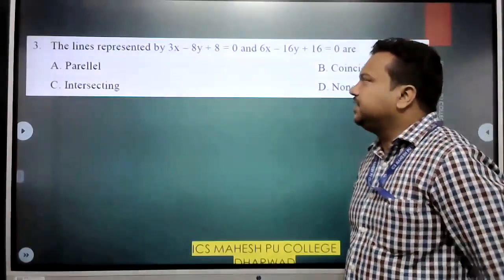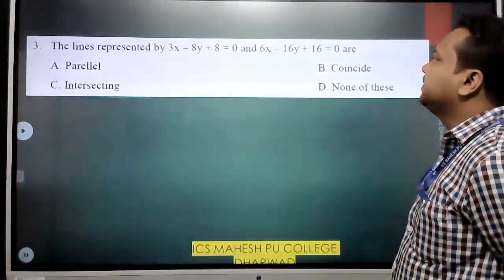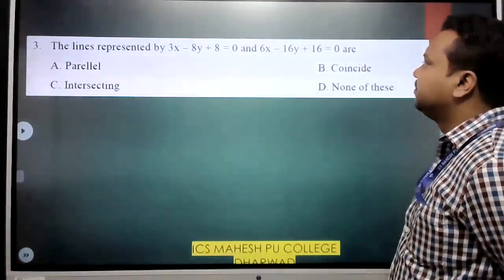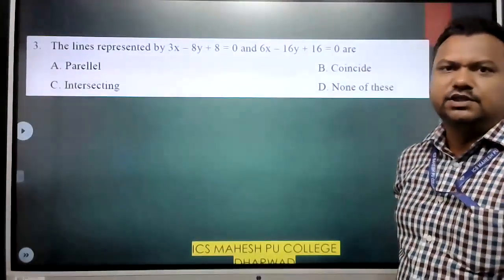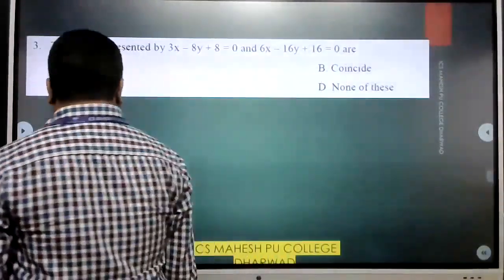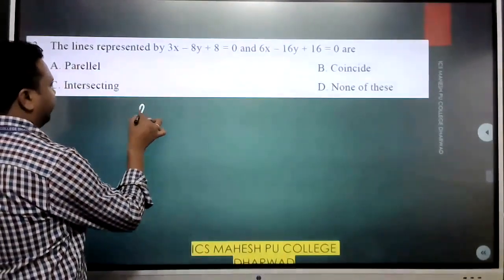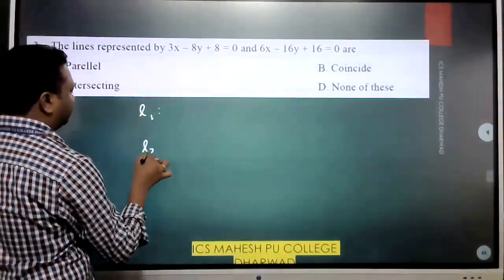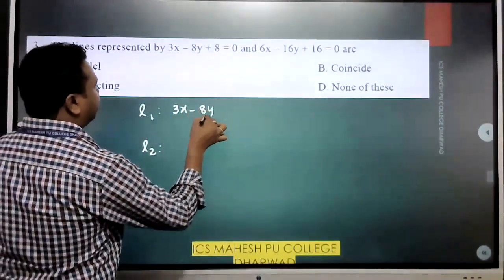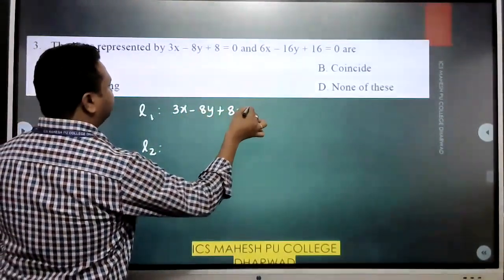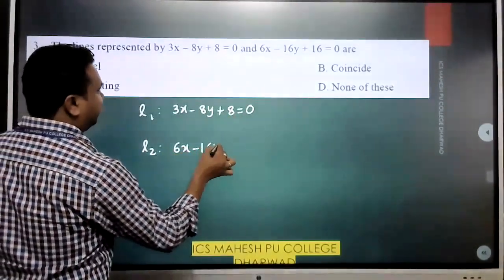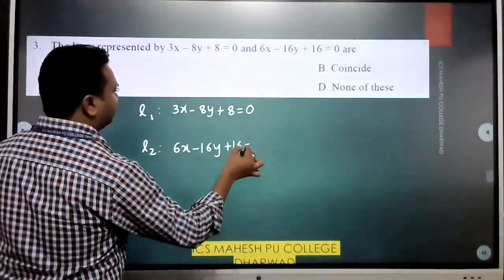The lines represented by 3x minus 8y plus 8 equal to 0 and 6x minus 16y plus 16 equal to 0 are, right? So he is asking the relation between line 1 and line 2. Let us consider the same. Please observe. Let me take line 1 and line 2 over here. What is line 1? 3x minus 8y plus 8 equal to 0, and 6x minus 16y plus 16 equal to 0.